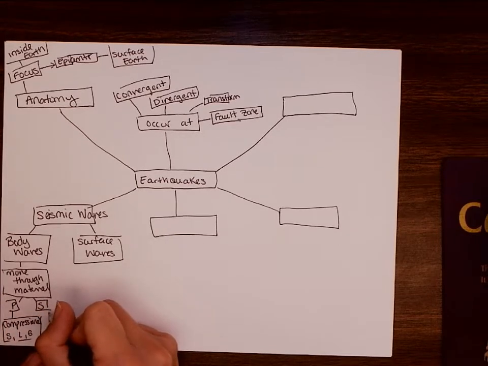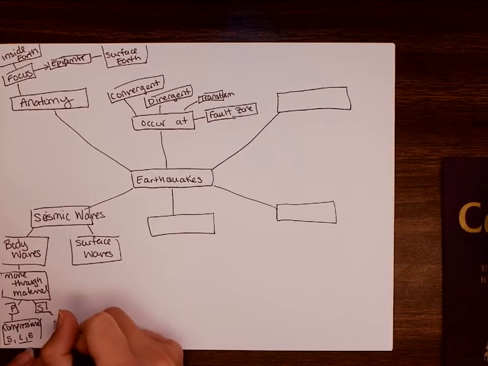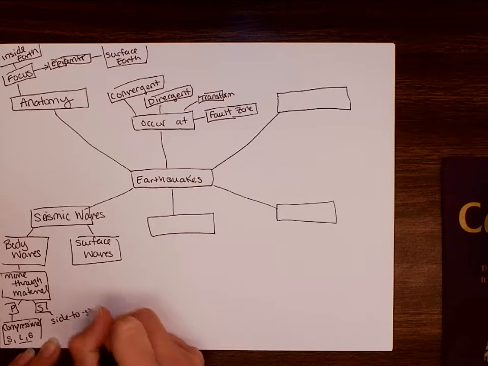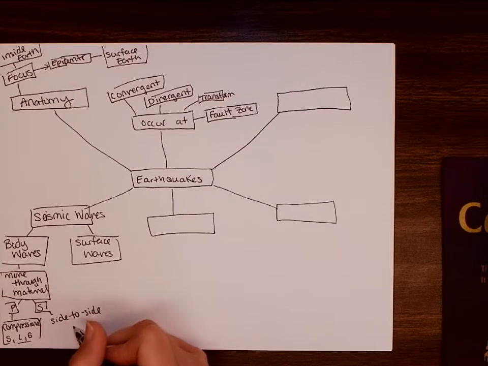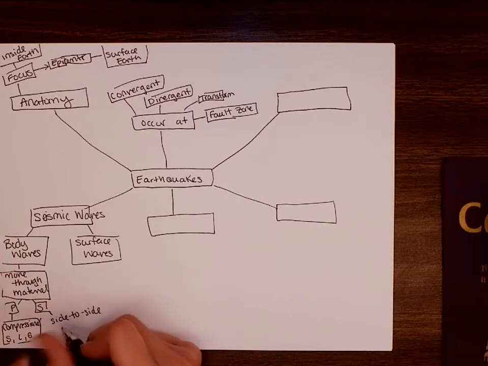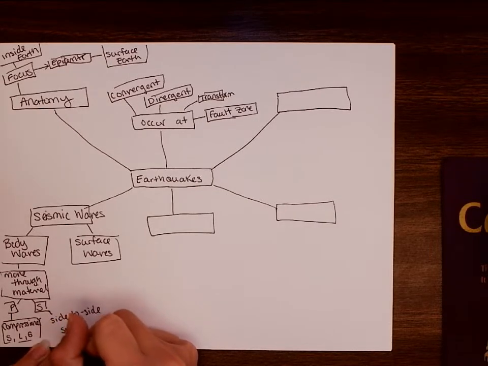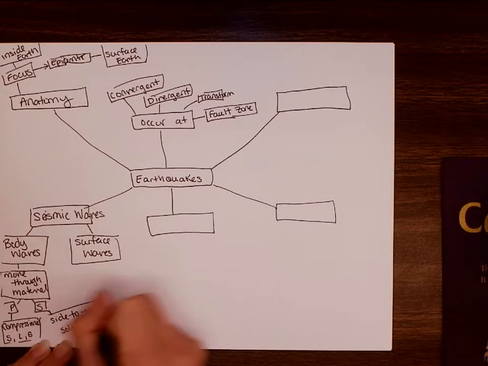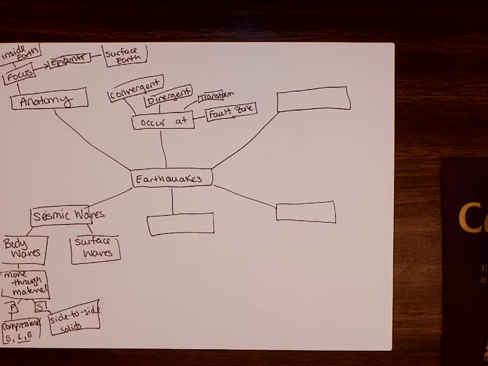Our S waves, now these are going to move materials side to side. They appear second on our seismogram, and they can only move through solids. They cannot move through liquids. And this is actually how we figured out that the core was going to have a liquid outer core, because there was a shadow zone where no seismic activity was recorded after an earthquake. So these are two types of body waves.